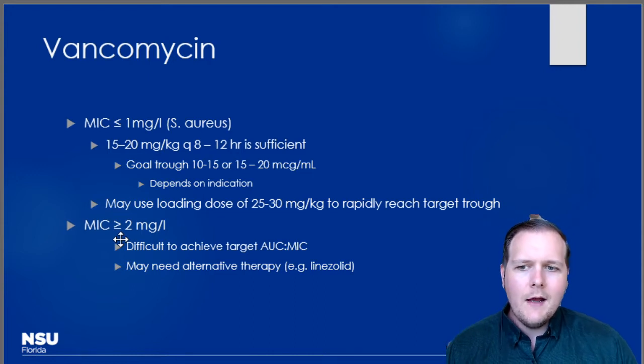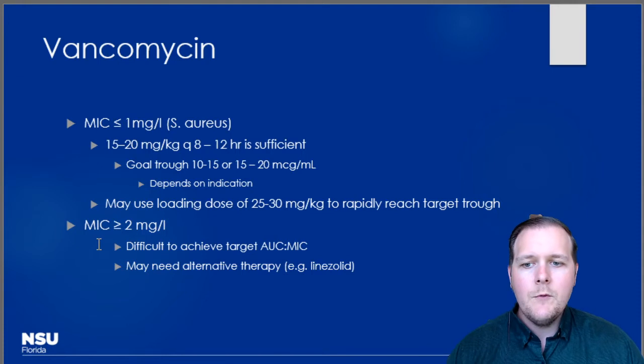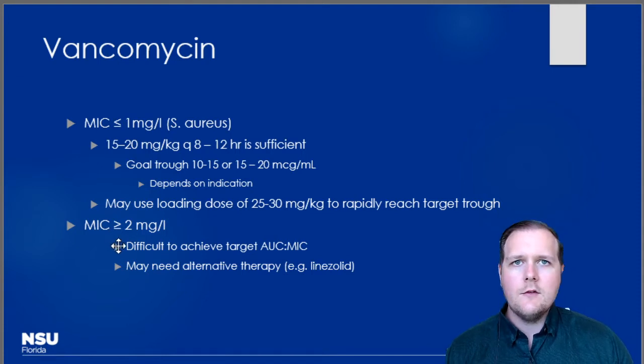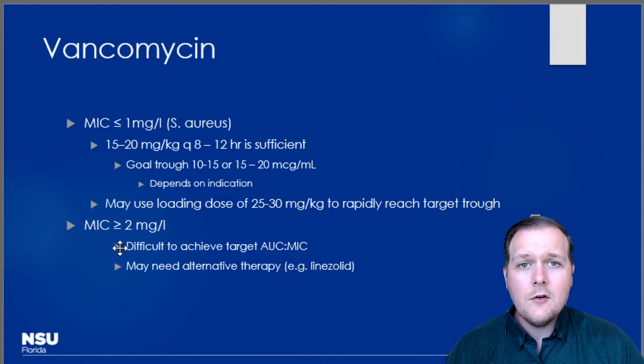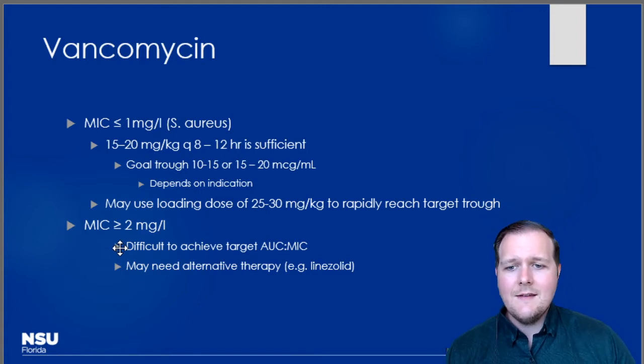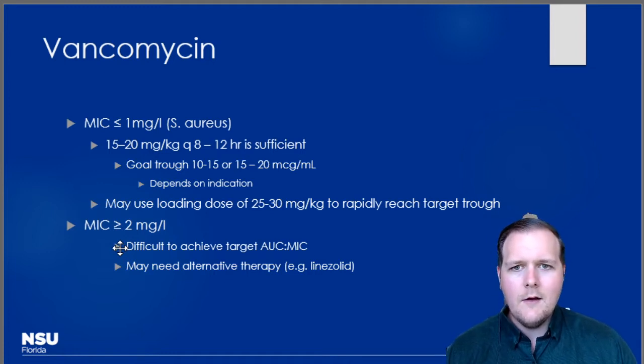So that's why after a while, if you see the MIC start to rise to too high of a level, you're going to start to see that maybe we need to switch over to alternative therapy. That's where we start to get into that VRSA territory. We're thinking vancomycin-resistant Staph aureus. And I'll show you a few examples of that. Problem though is we don't have a ton of alternatives, right? So there's not a whole lot of backup drugs we have to use once vancomycin is not going to be sufficient.